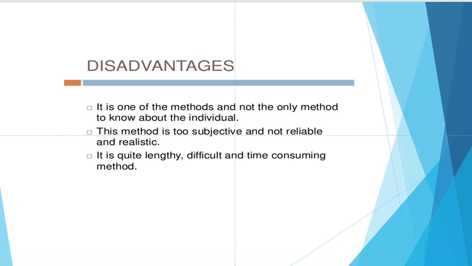I think all of you understand very well about the cumulative record: its meaning, definitions, characteristics and objectives. Then we came to the different sources and information involved in the cumulative record. And the last but not the least part is related to the advantages and the disadvantages.